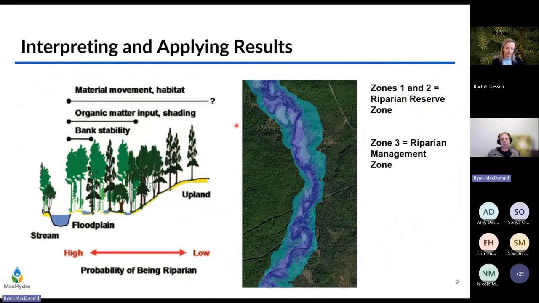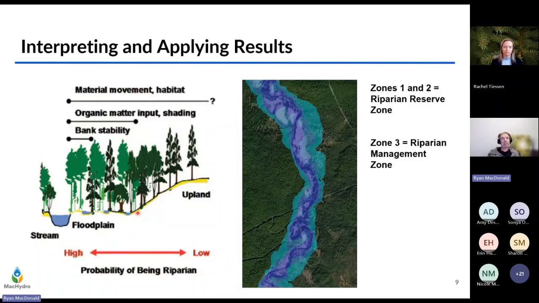So how do we interpret these results? Again, using this conceptual diagram of what's going on, we have the stream channel. In our previous slide where we had those images, we had this floodplain area. So we go from very highly connected to moderately connected within the floodplain into the upland environment, which is somewhat connected, but not necessarily directly connected.